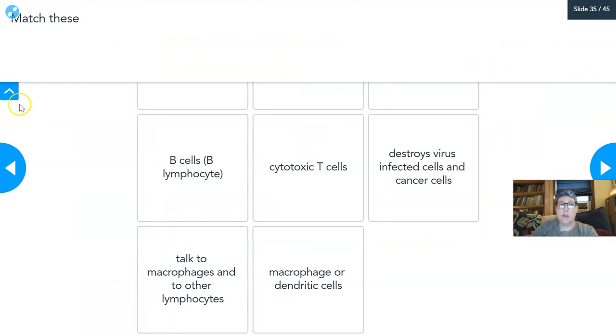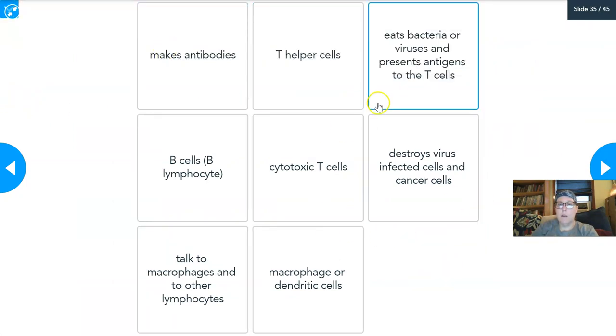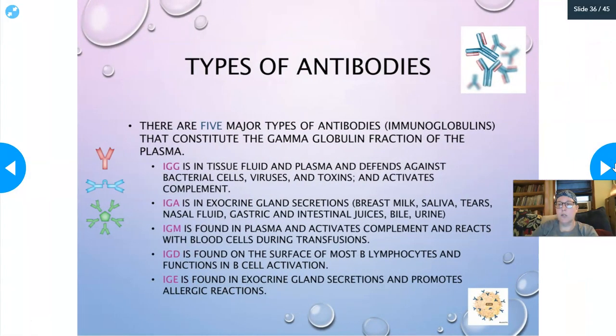So here's another little matching. Match what the cell does. And again, if it's green, you got it right.